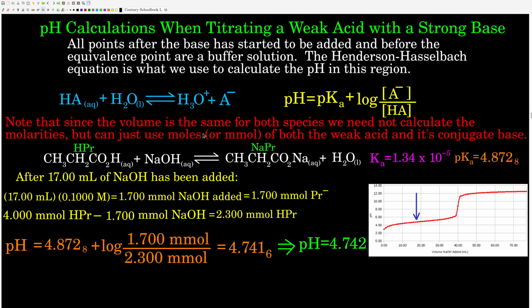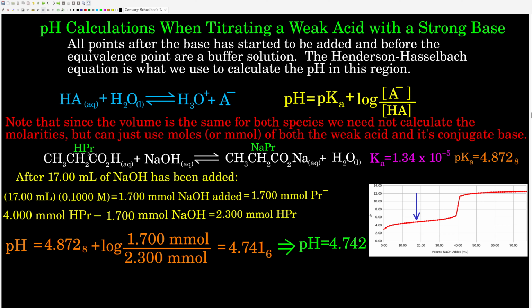Another thing that's nice about the Henderson-Hasselbalch is that the ratio of the concentration of the weak base to its conjugate acid is in the same solution, in the same beaker or flask. That means the volume is the same, which means we don't have to calculate the actual concentration. We can just use the moles, or what we're going to do, millimoles. We don't have to divide by the liters or milliliters, because it's the same and it cancels. It saves us a step or two.